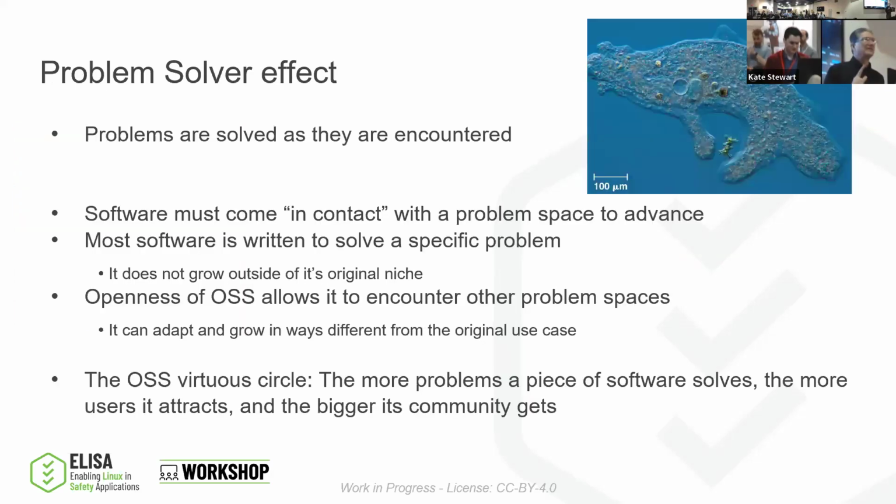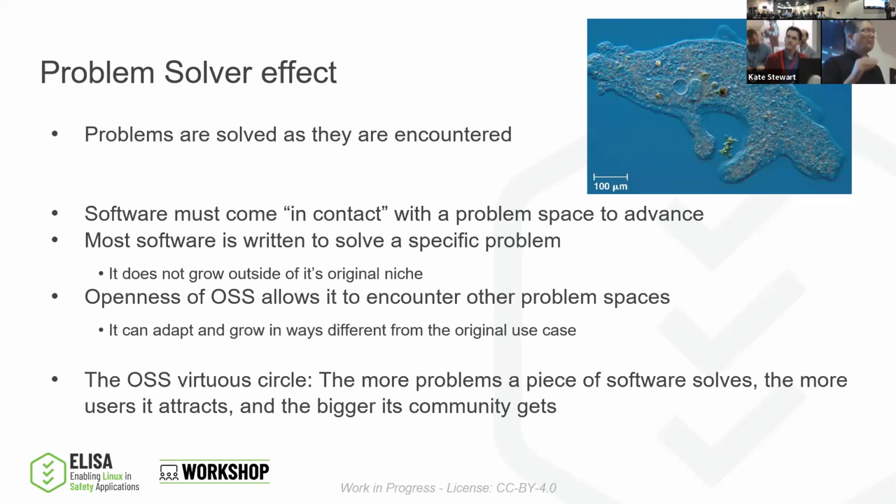And then the other effect that I think is really important in open source is what I call the problem solver effect. So problems are solved as they are encountered, but that means that the software has to come in contact with the problem space. A lot of times what happens, particularly in commercial software development, is software is developed for an individual task, does great at that task, and then it never grows or expands beyond that niche where it was created. Software is written to solve a specific problem.